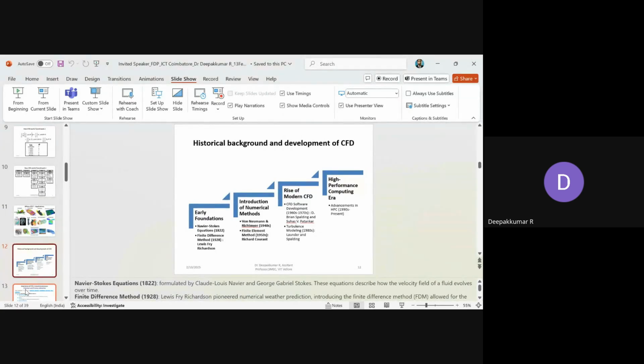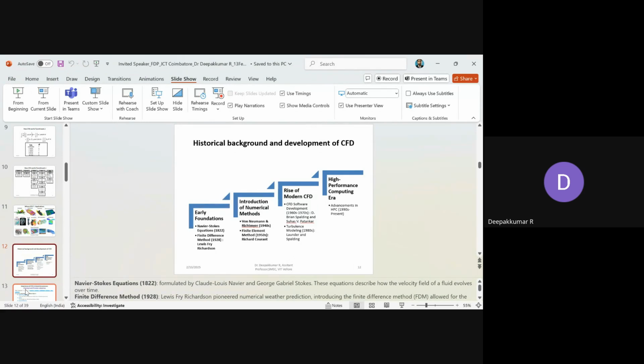which is the pioneering work by Dr. D. Brian Spalding and Dr. Suhas V. Patankar, who developed the SIMPLE algorithm. That SIMPLE algorithm is the backbone for all CFD solvers. Almost all finite volume based solvers have this algorithm as the backbone. With the introduction of this algorithm, we solved many real-time, industrial level problems, and turbulence modeling was introduced parallelly in the 1980s by Launder and Spalding. So we used the CFD tool for many applications.